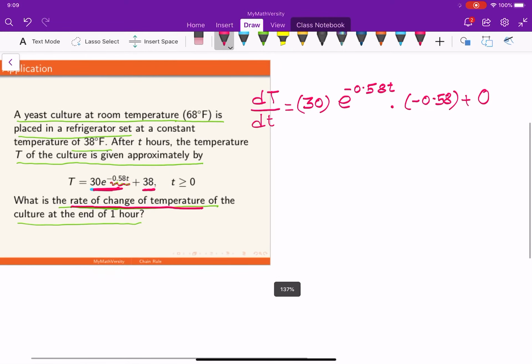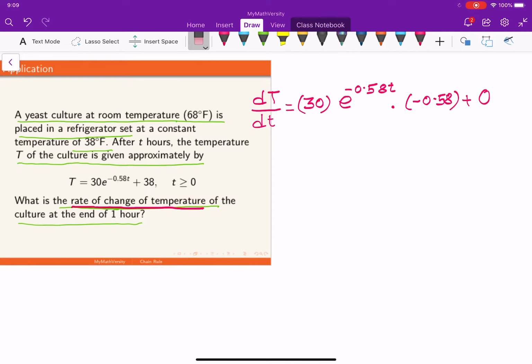So if we have this temperature function and figure out its derivative with respect to t, that helps us calculate the rate of change of the temperature for any given time, because this is now the rate of change function. If you want to simplify this a little bit, we can multiply these two numbers, 30 times negative 0.58, which gives negative 17.4, times e to the power negative 0.58 times t. We can write this alternative, simplified form.